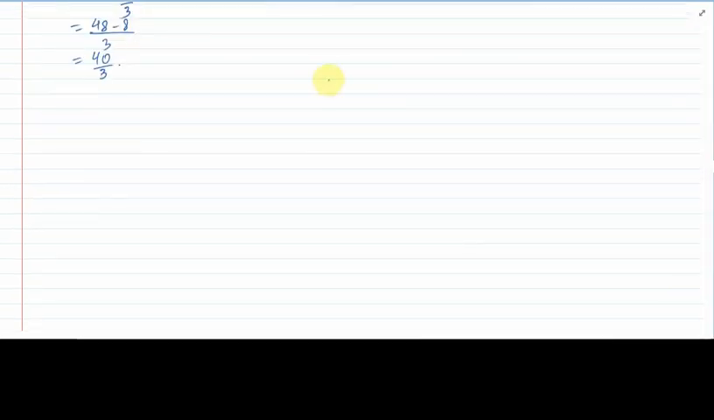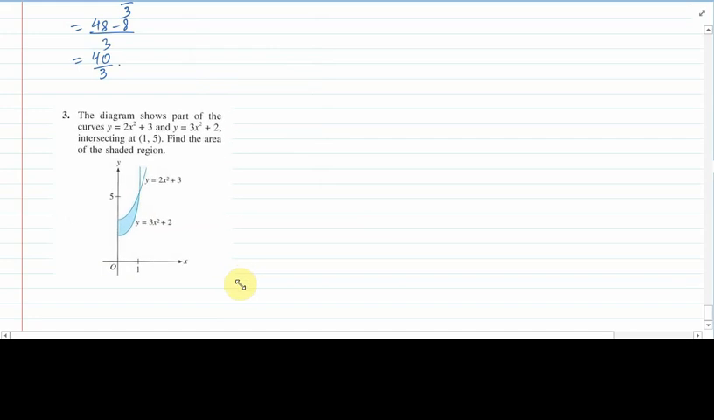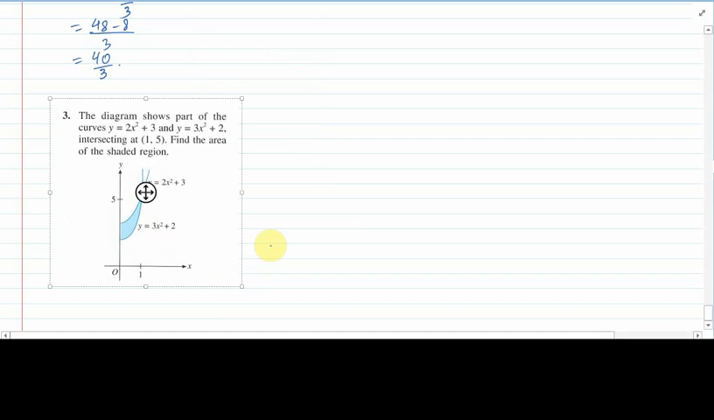Alright, so it's question number 3. It says the diagram shows part of the curves y equals 2x squared plus 3 and y equals 3x squared plus 2 intersecting at (1, 5). So you have this point, right? (1, 5), this one. Find the area of the shaded region.